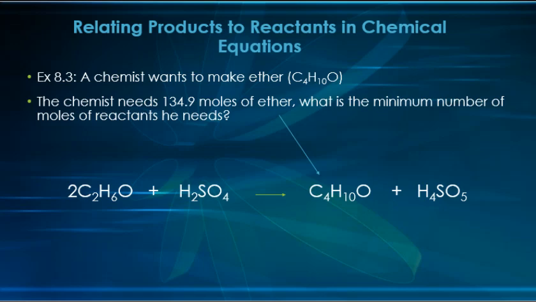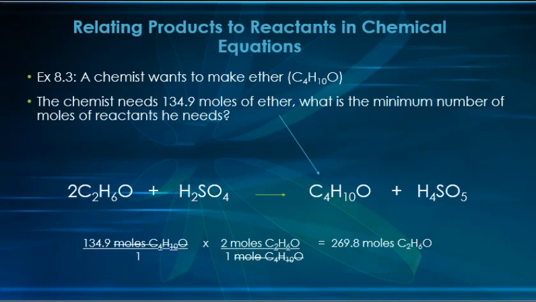So first thing I'm going to do, 134.9 moles of C4H10O over 1. And I'm going to relate it to this one with a factor of 2 there, a factor of 1 there. Here's my 2 and here's my 1. Therefore, I need 269.8 moles of C2H6O. What do I need of H2SO4? 134.9. Yeah, exactly.